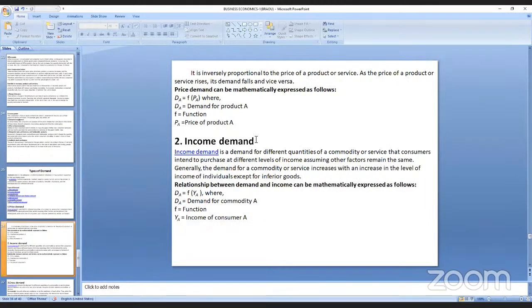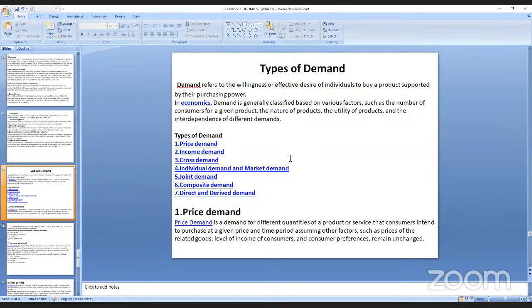Next. It is inversely proportional to the product or services. Inverse. So as the price of a product or service rises, its demand falls, and vice versa. When the price of a product or service rises, then demand will also fall. Once one increases, the other will decrease. Is it clear? Yes, ma'am. So have you taken the screenshot of types of demand? Yes, ma'am.